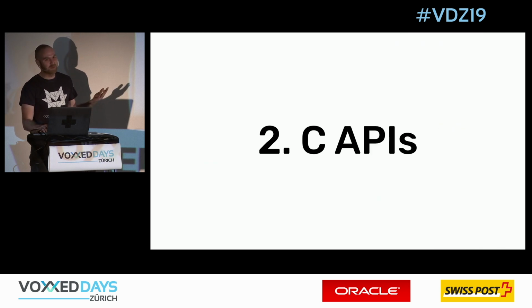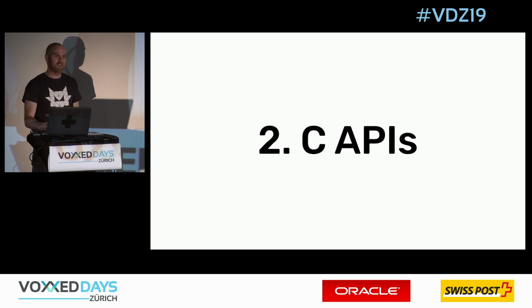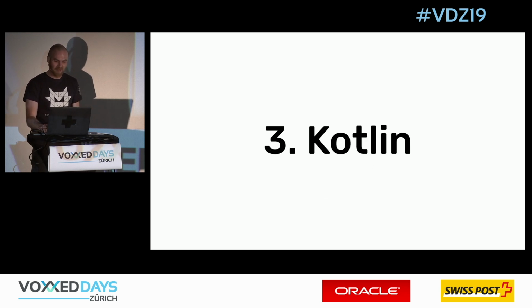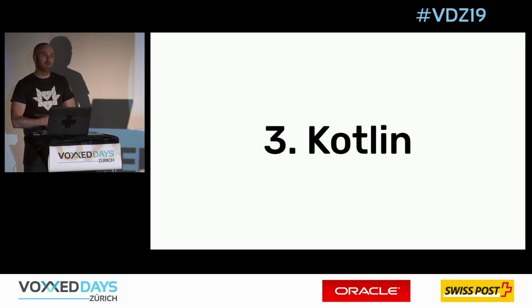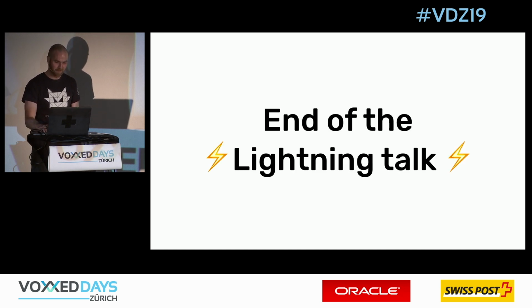Also, C APIs, because in Java land, I think we live in a golden cage. There are so many other technologies we could use through C APIs. And so maybe with Kotlin Native, the Kotlin community will be more open to C APIs. Who knows? And then Kotlin itself, because it's quite a nice, high-level language. I think, for example, Rust is more complicated than Kotlin, and Kotlin itself is a good proposition for native development. And that's the end of the lightning talk.